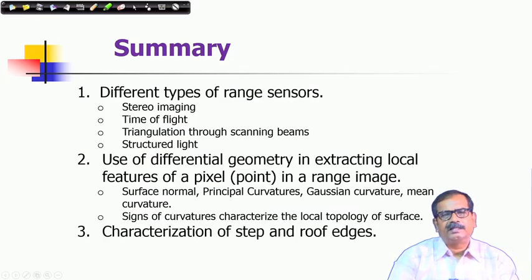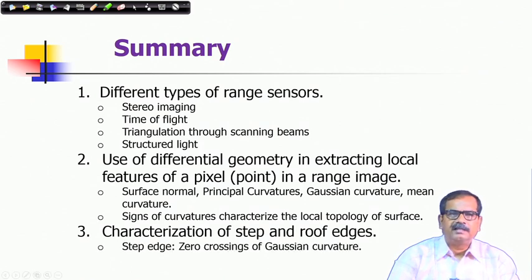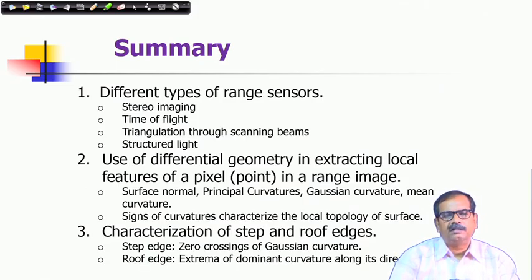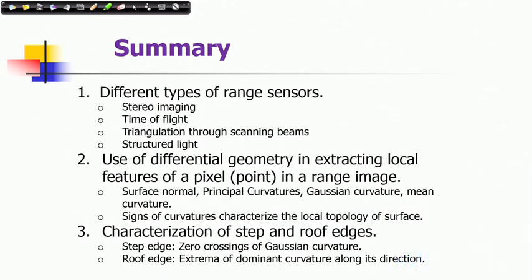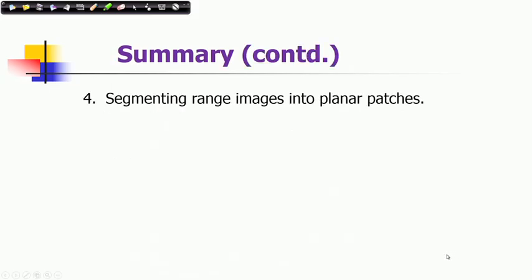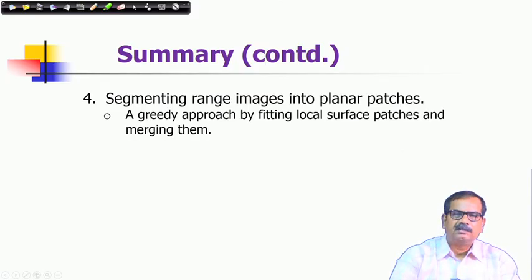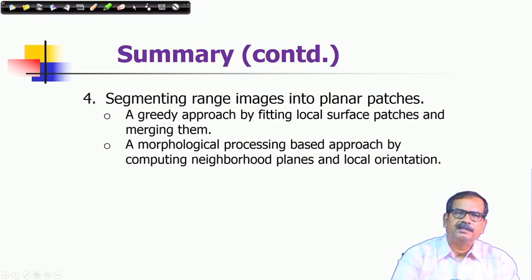We discussed also the characterization of step and roof edges. A step edge could be detected by detecting zero crossings of Gaussian curvature, and a roof edge could be detected by considering the extrema of dominant curvature along its direction. Further, multi-scale tracking of edge points can refine the results. We have also discussed segmentation of range images into planar patches. We discussed a greedy algorithm that fits local surface patches and merges them, and then a morphological processing based approach by computing neighborhood planes and local orientation.